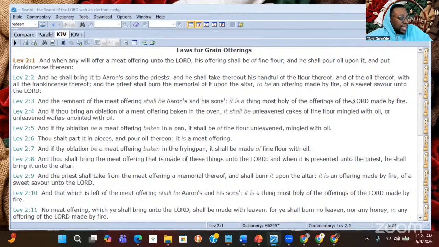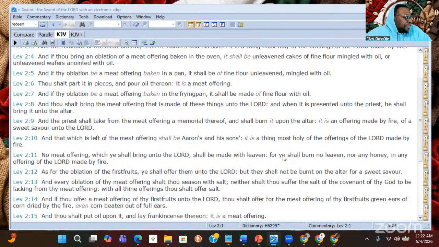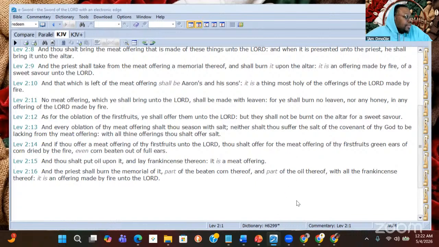It shall be of fine flour with oil, and thou shalt bring the meat offering that is made of these things unto Jehovah. And when it is presented unto the priest, he shall bring it unto the altar. And the priest shall take from the meat offering a memorial thereof, and shall burn it upon the altar. It is an offering made by fire of a sweet savor unto Jehovah. And that which is left of the meat offering shall be Aharon's and his sons'. It is a thing most holy of the offerings of Jehovah made by fire.